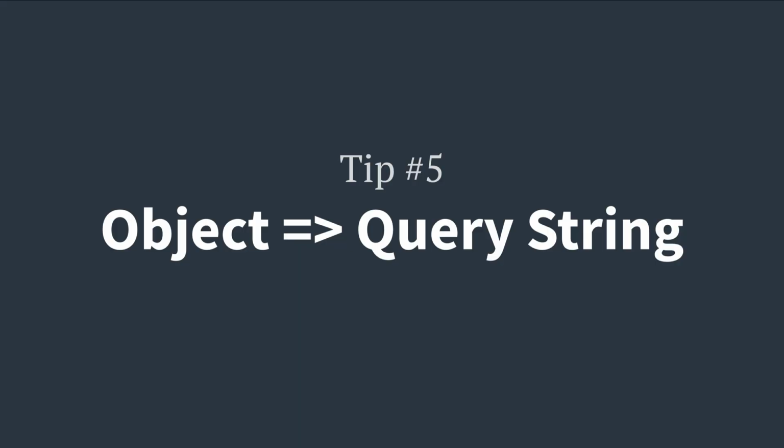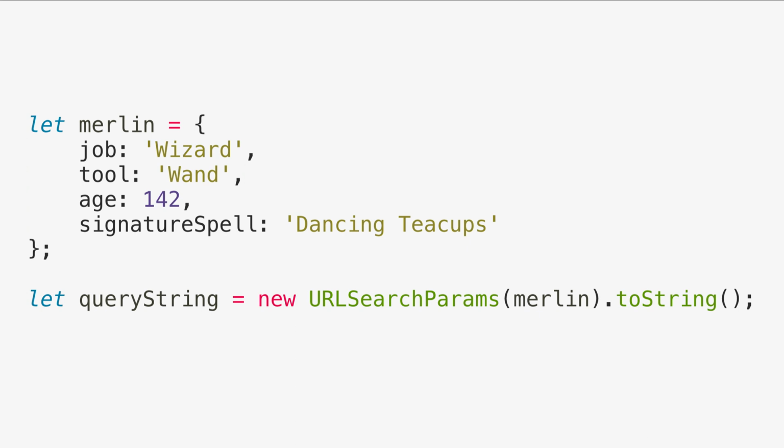Tip number five, converting an object into a query string. To convert an object into a query string, you can pass it into the new URLSearchParams constructor, and then run the toString method on it.